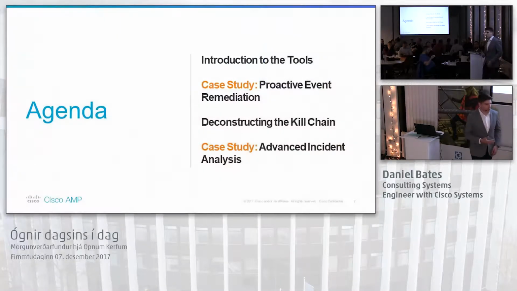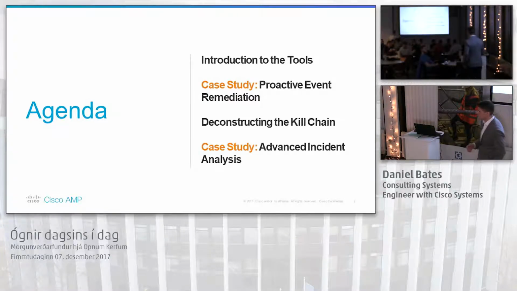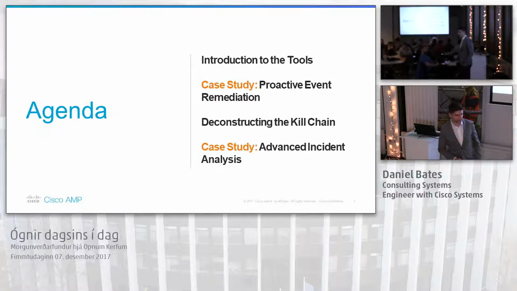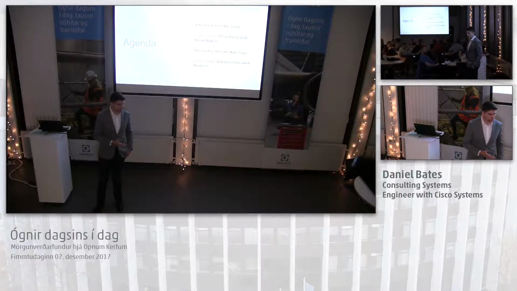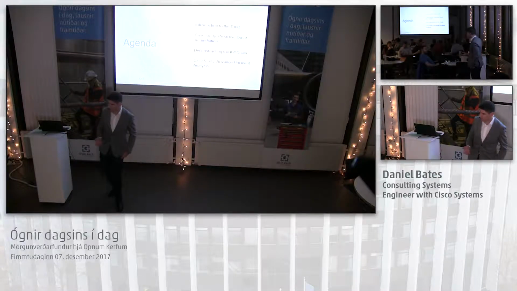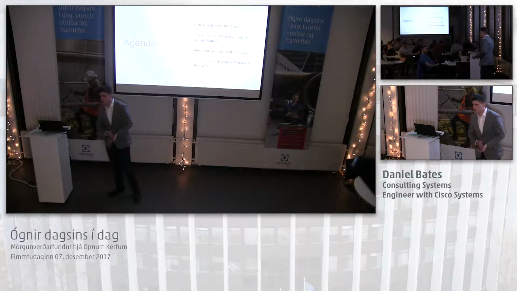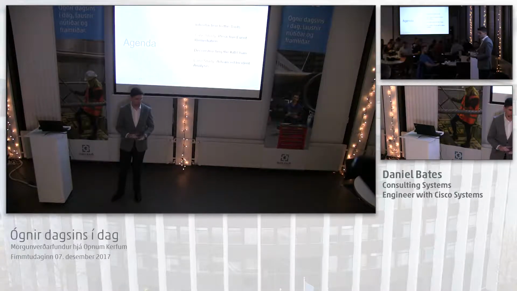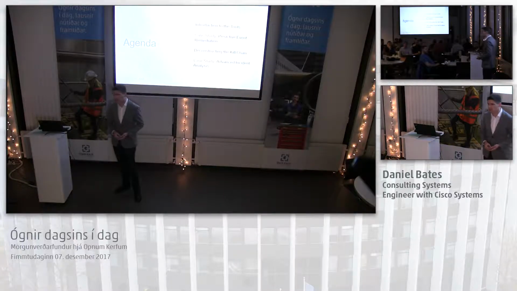We're going to cover 4 topics. The first is just a quick introduction to the 3 tools that I mentioned in the beginning: AMP, Threat Grid, and Umbrella Investigate. I'll talk a little bit about what they are. Some of you may be familiar with them, some of you may not be. So we'll try to get everyone onto the same baseline of what these tools are and how they work and what we want to use them for.